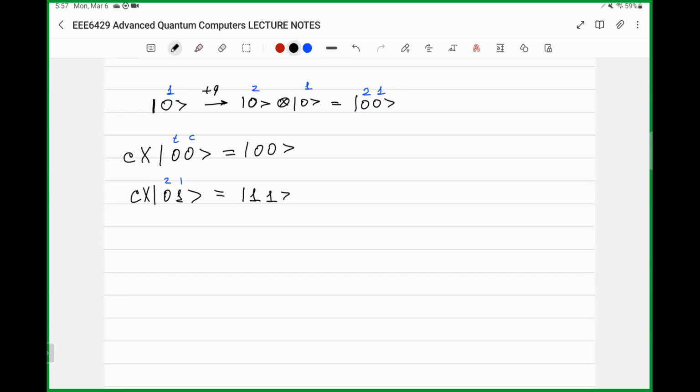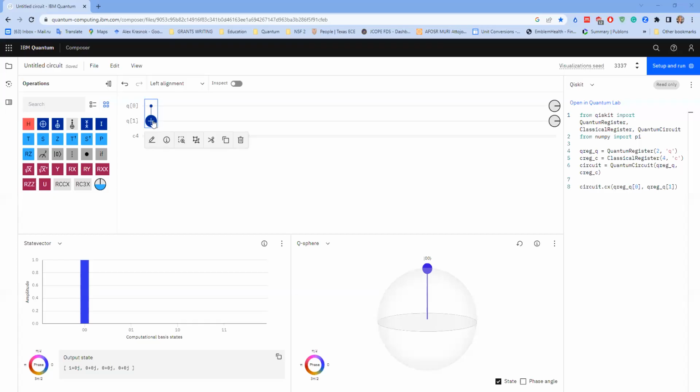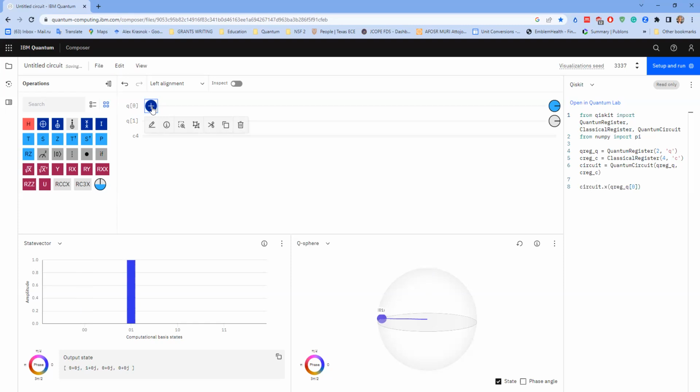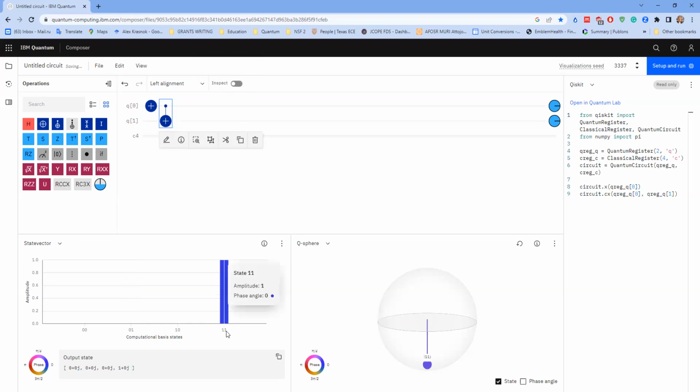Okay, let's go to the IBM. Now we have to change the state of the first qubit to state 1. I do this by applying this X gate. So now it is state 0, 1. And now if I apply this CX gate, my result is state 1, 1. Very good.